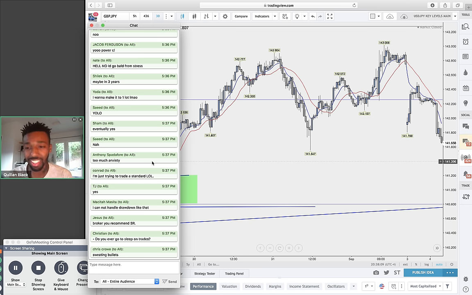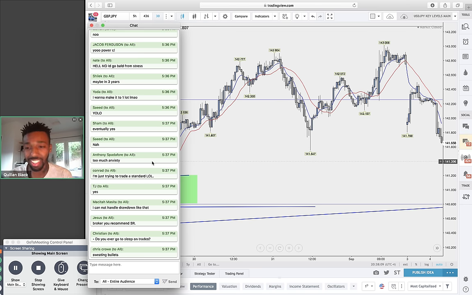So if you go into a trade feeling some sort of anxiety or some type of doubt, I would definitely say just close out that trade and wait for the next trade. Yeah, praying to the pip gods, literally.